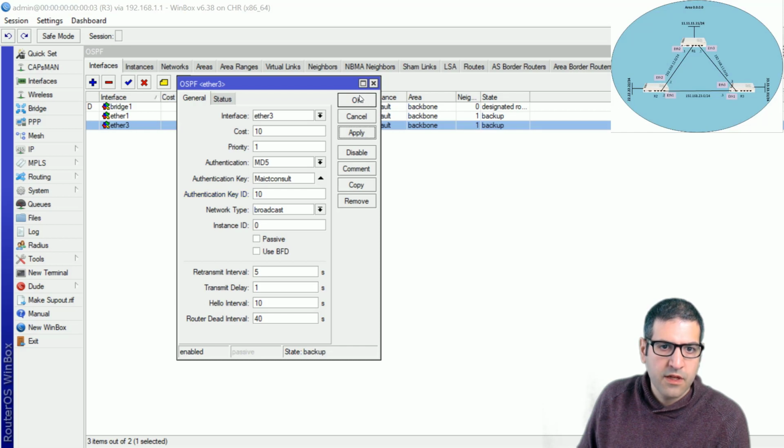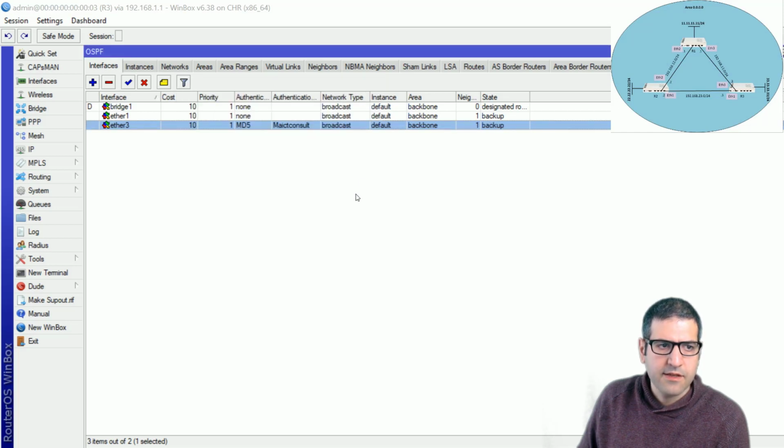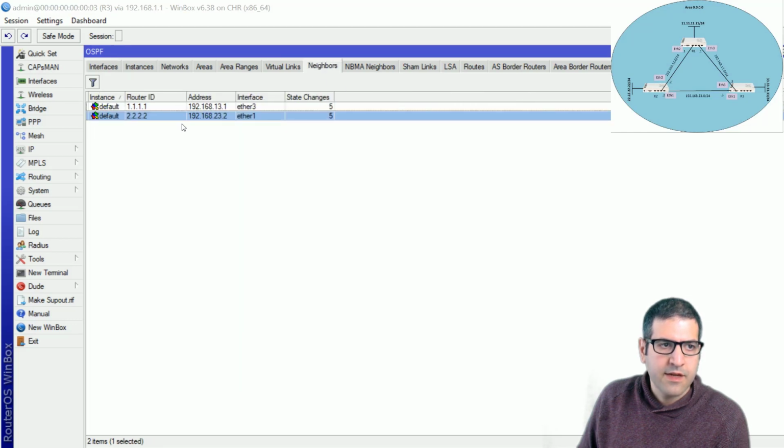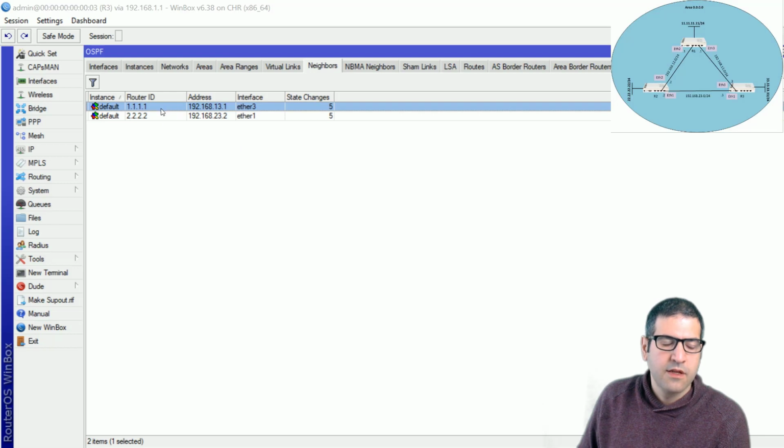And they asked, do we still have neighbors? Let's see. I just changed it to 10. And you can see here that router 3 is still forming neighborship with router 1.